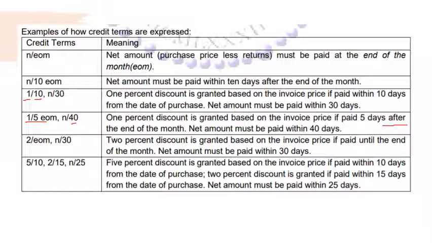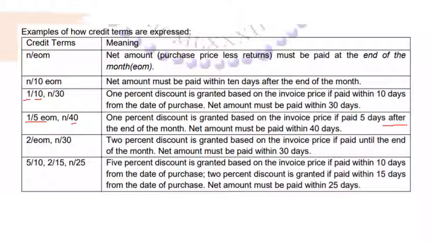Then next we have two discount rates. We have 5 over 10 and 2 over 15 and N over 25. That's a 5% discount if paid within 10 days, or a 2% discount if paid within 15 days, and then net amount must be paid within 25 days. So what does this mean? Do I get 2 discounts or only 1? The answer is it depends on when you are able to pay in full.